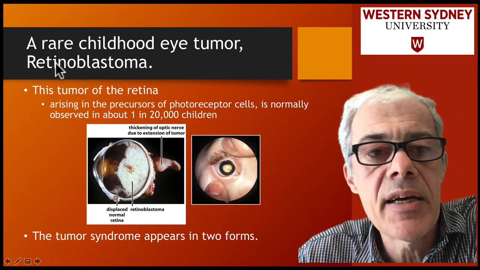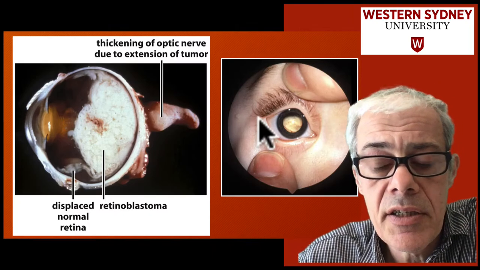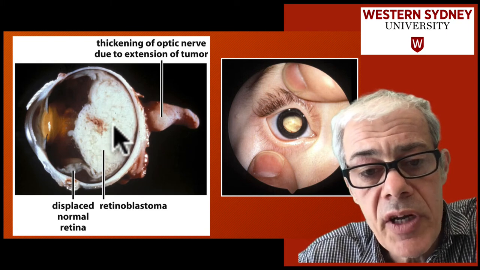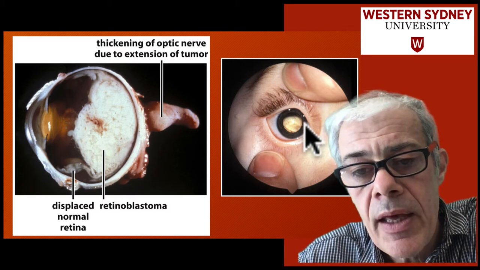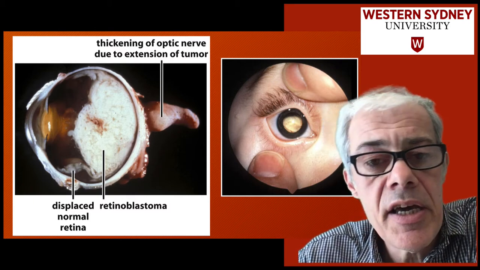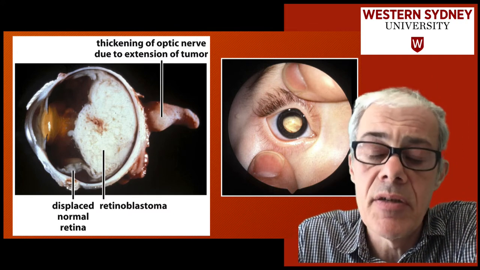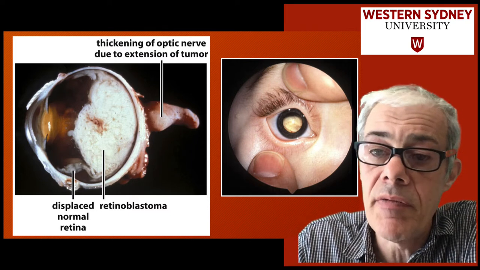So what we're looking at here is the disease, the cancer of the eye. And here's just a look at what it looks like. In newborn infants, you can see this large tumor in the back of the eye. And this is an inherited disease. It's familial, and it's being picked up in newborn infants.